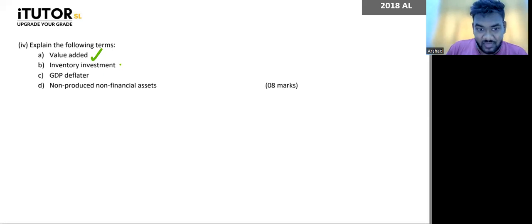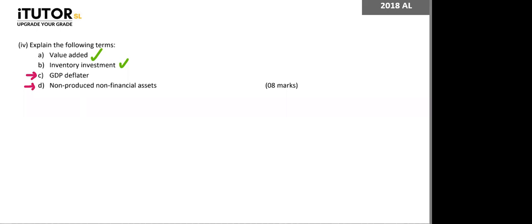Now, for 2 marks, what can you tell about these two, guys? We haven't discussed these two yet: GDP deflator and non-produced, non-financial assets. We'll start off with the GDP deflator. There is a question we will have in the future about the GDP deflator and its difference from the National Consumer Price Index. We'll do that later.